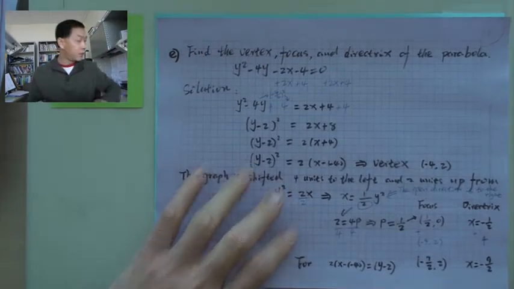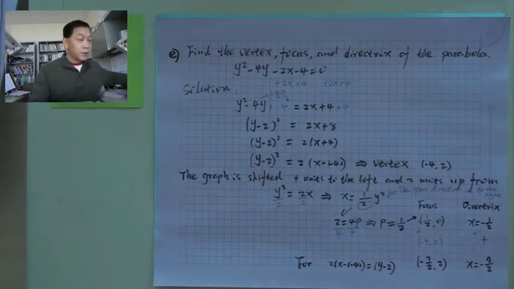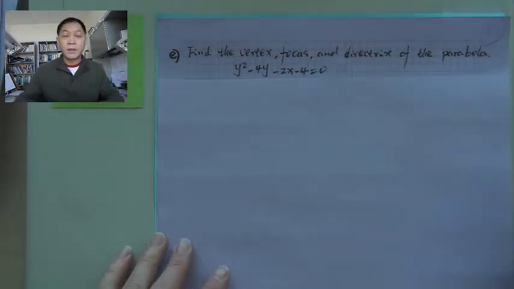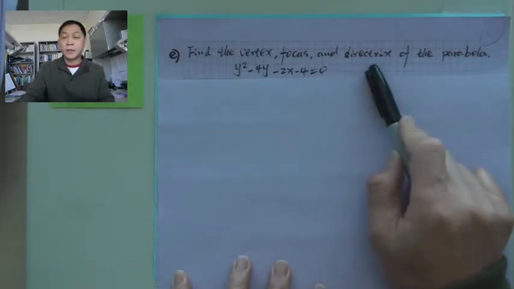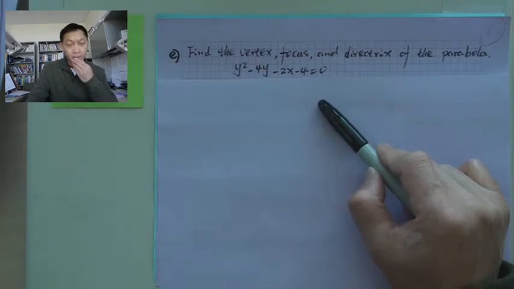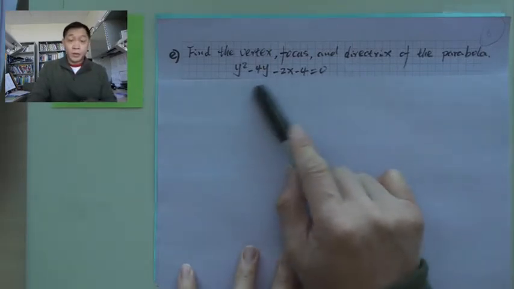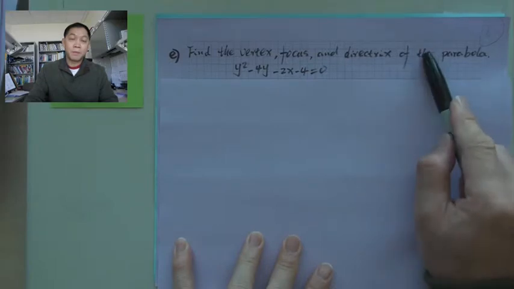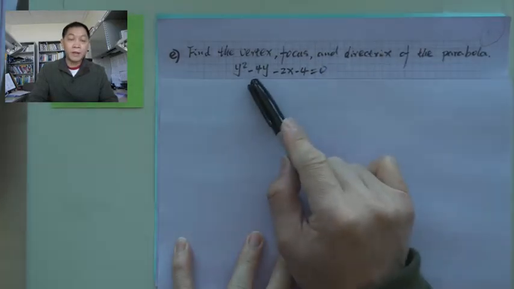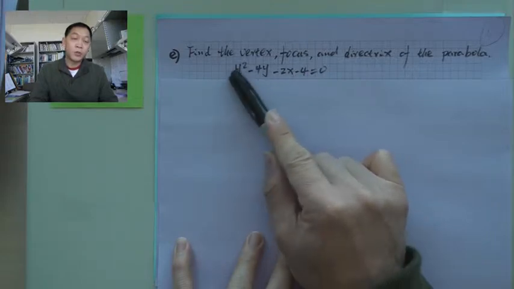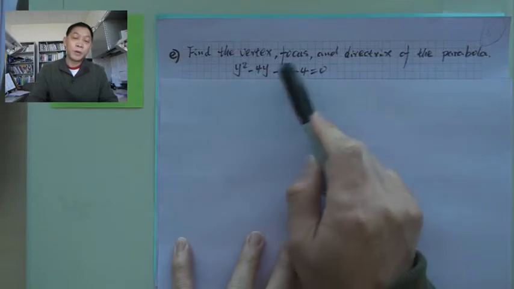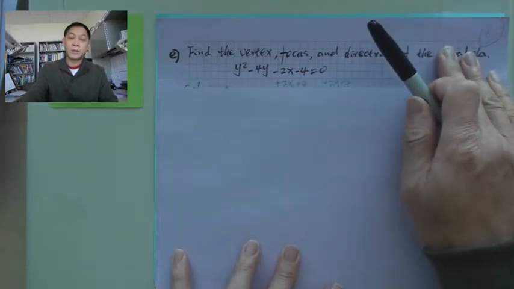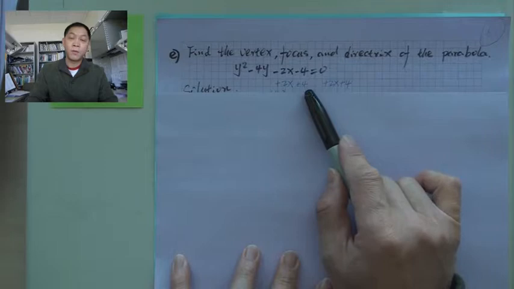This one is the one I want to cover. Find the vertex, focus, and the directrix of the parabola. This given equation is messy compared to our standard, but it's not a problem. What we like to do is y squared minus 4y. Then we need to complete the square for the y variable. And we want to put the rest of them to the other side. So then both sides plus 2x plus 4.